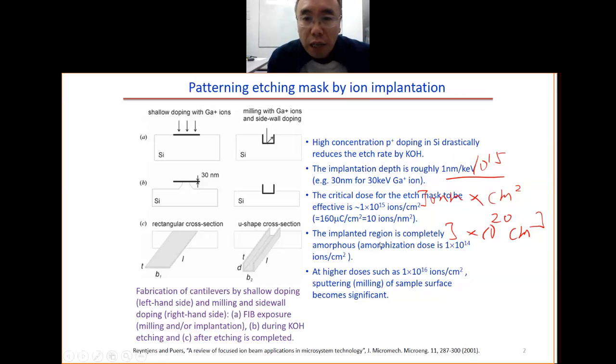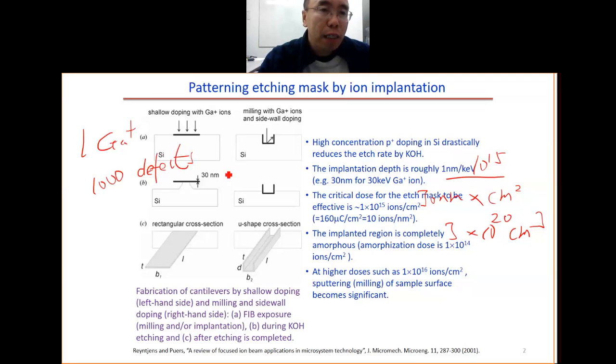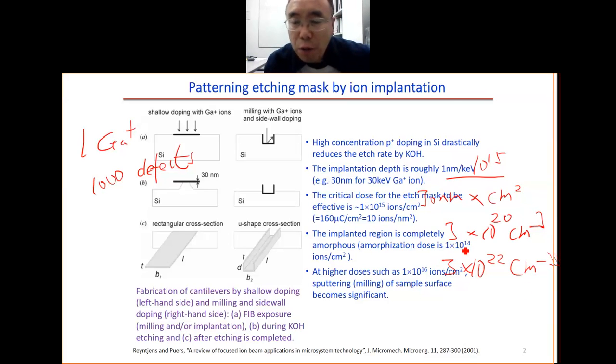This dose is also higher than the dose needed to make the surface amorphous. To make the surface amorphous, the dose is 10 to the power 14 ions per square centimeter. We know that one gallium ion can create 1,000 defects. So with 10 to the power 14 ions per square centimeter, the number of defects will be this amount.